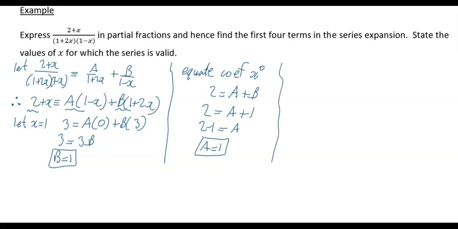Okay, so what have we found out so far? We have found out that 2 plus x all over 1 plus 2x upon 1 minus x is really just the same as 1 over 1 plus 2x plus 1 over 1 minus x.